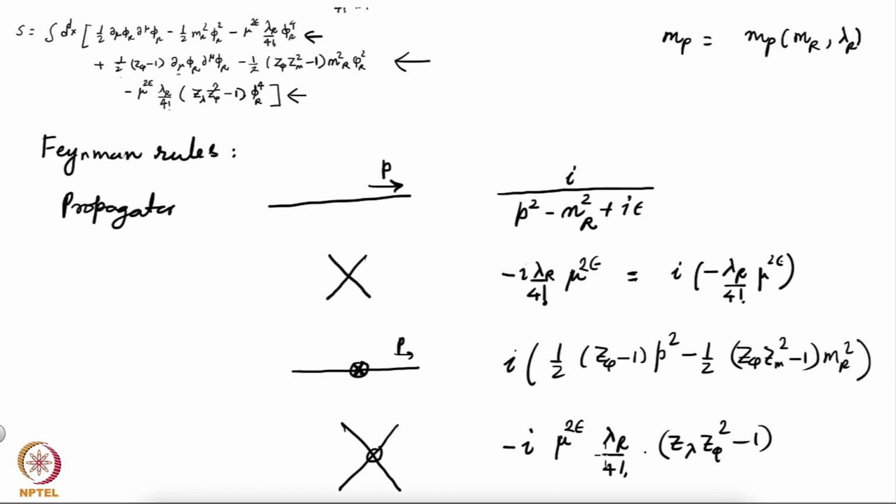Now, given that we have these Feynman rules, let's first figure out whether these 2 new vertices are of the same order as the 4-point vertex here, or are they different? So this vertex is of order lambda r.